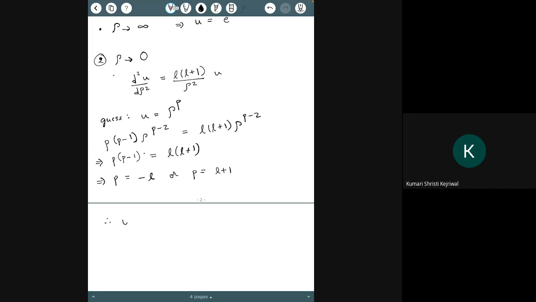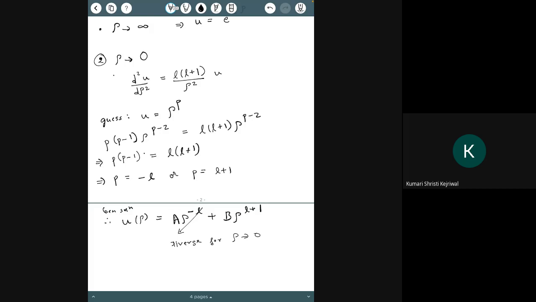Therefore, again, my general solution is some constant rho to the power minus L plus some other constant rho to the power L plus 1. Now here, this is rho tends to 0 limit, remember, so 1 by rho to the power L diverges if rho tends to 0. So this will diverge for rho tends to 0.